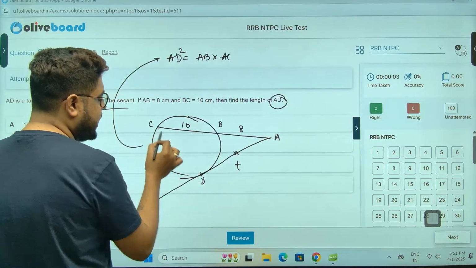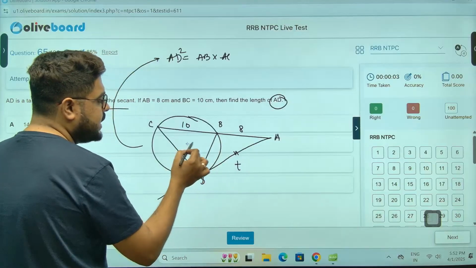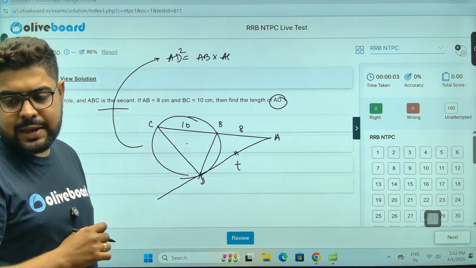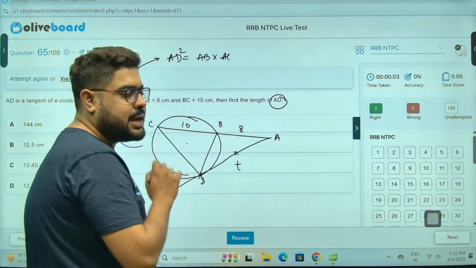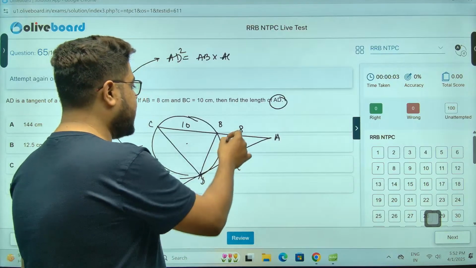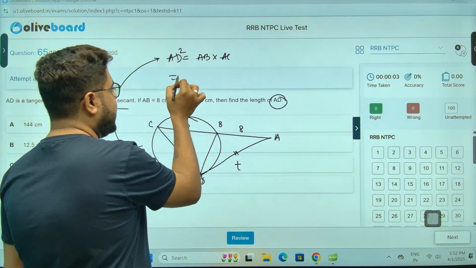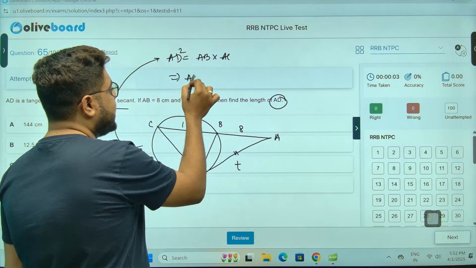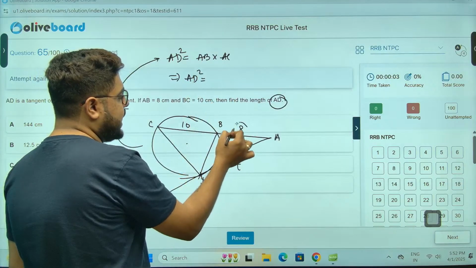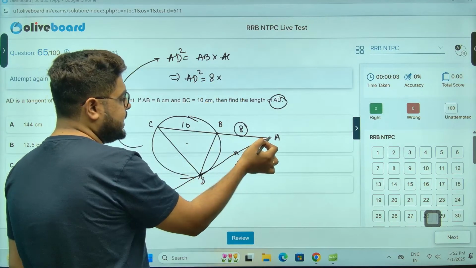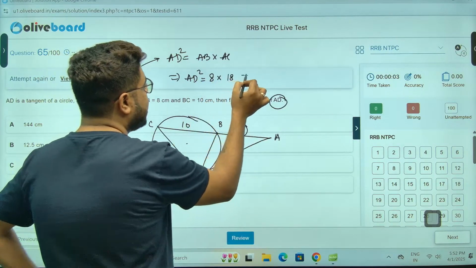How does it come? Actually, if you do this, these two triangles come out to be similar. So from there, using Thales, we get this. Okay, AD they are asking. AD squared will be AB, which is 8, into AC, which is 8 plus 10, 18.